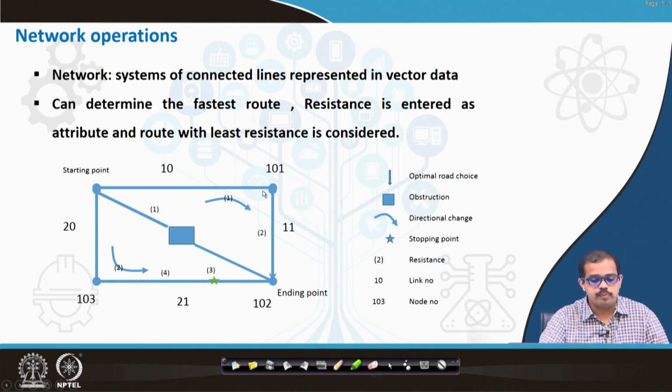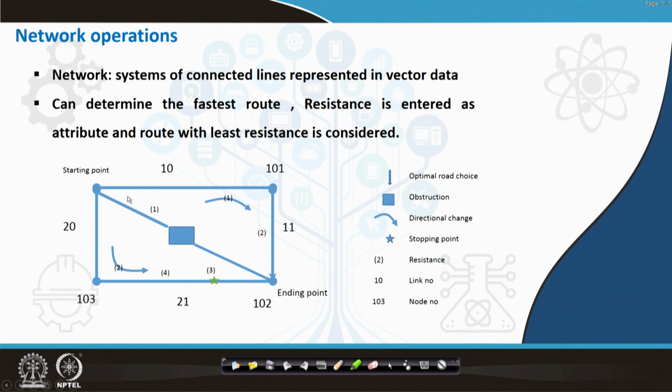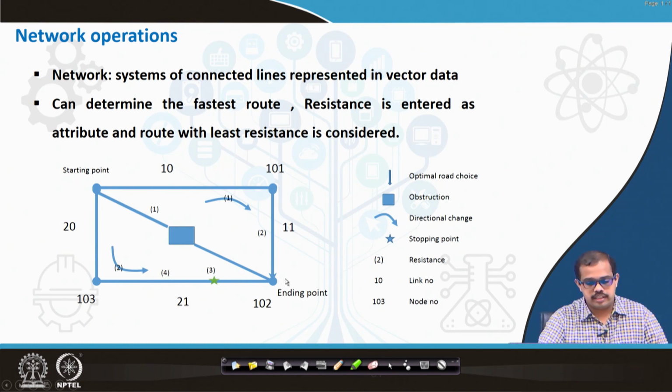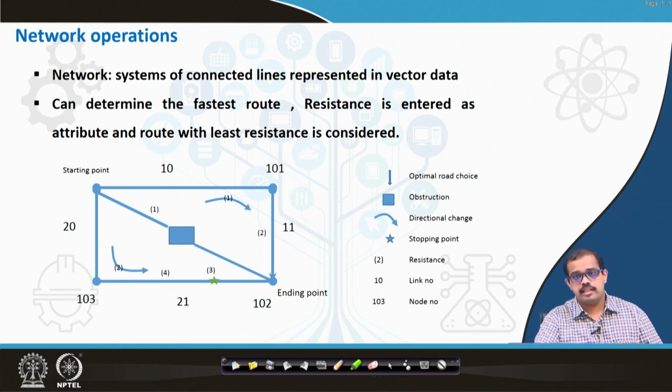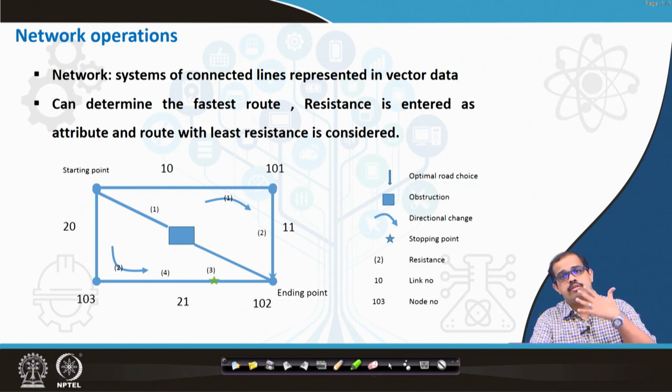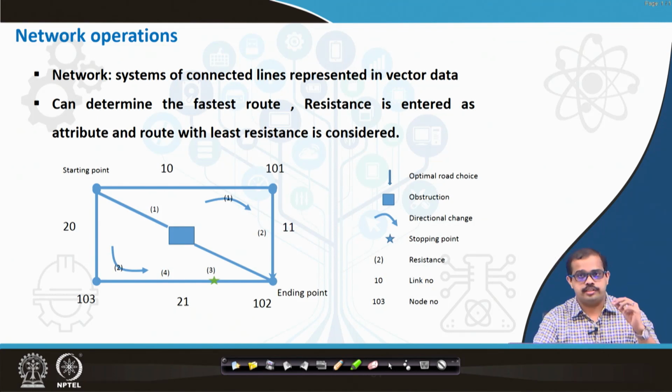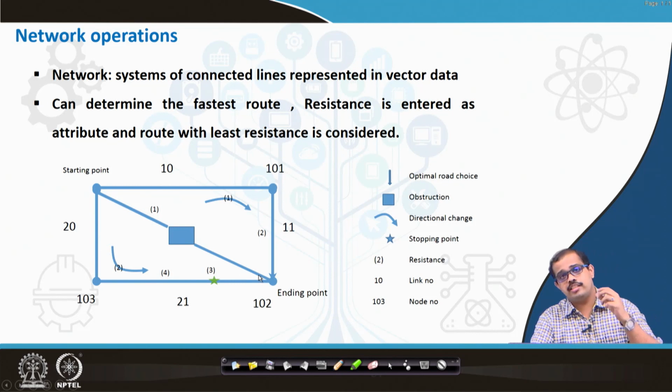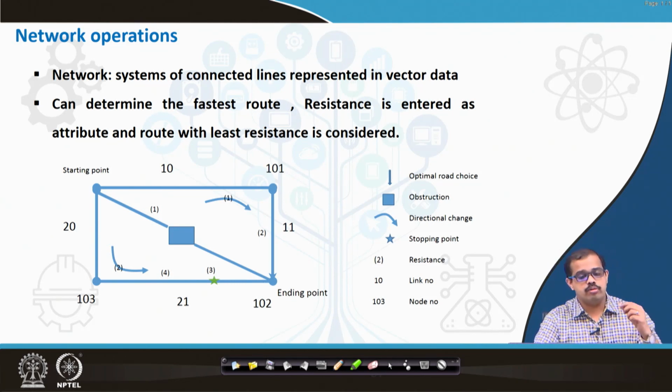There may be another route which is reaching here, there may be another route which is reaching this point. So, there are different nodes, there are different stopping points, there are different obstructions, etc. Based on what is the best travel route, that is how you travel for your particular operation. That is basically what network operations are, okay. It can help in determining the fastest route or shortest route, or even the resistance is entered as an attribute and the route with least resistance is considered.